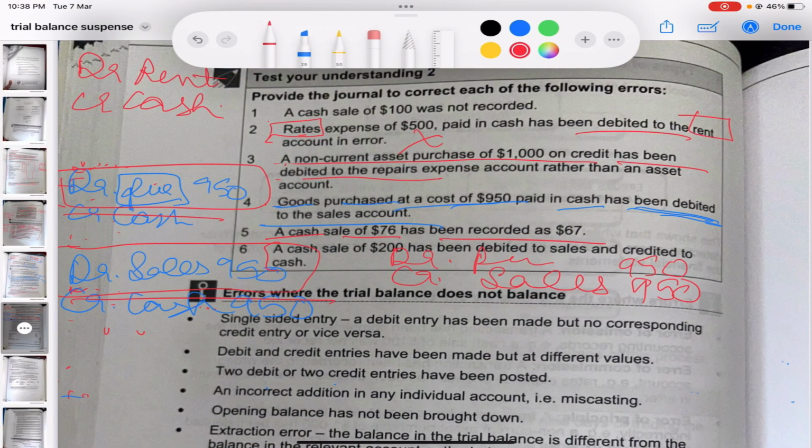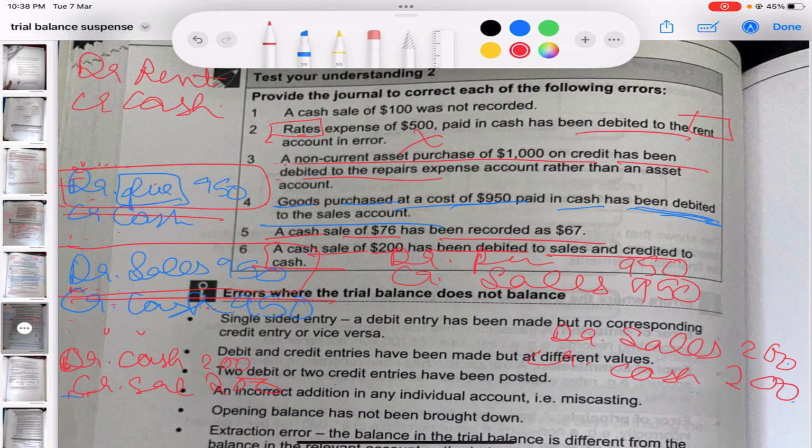A cash sale of 200 has been debited to sales and credited to cash. Okay. A cash sale. What should have been done? Debit cash, credit sale should have been done of 200. This should have been done. But what they have done? They have done debit sales, credit cash, 200. It should have been the other way around.